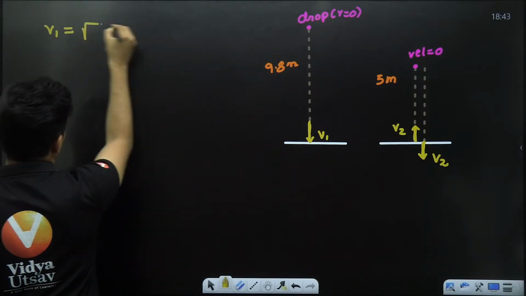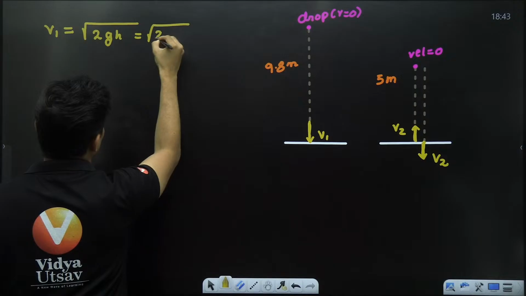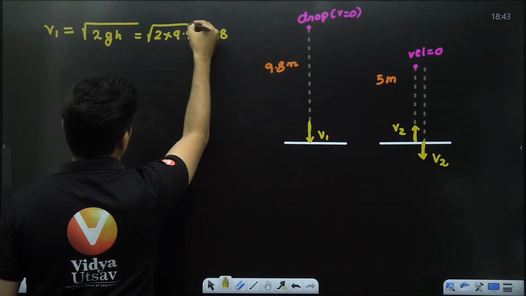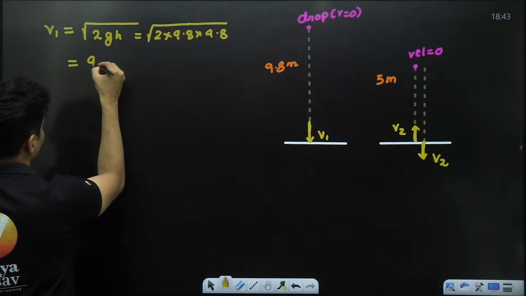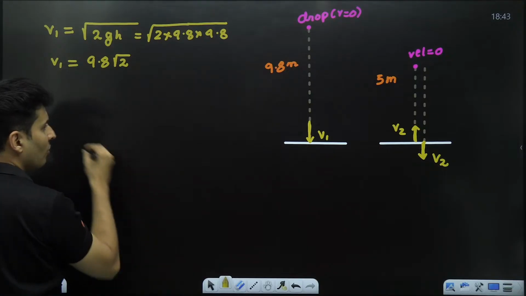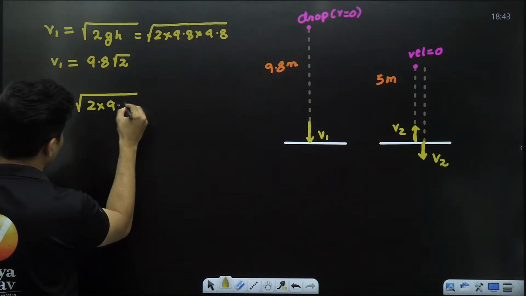V1, as per the formula of root of 2GH. So it will be 2 into G, which is 9.8, multiplied by 9.8, which is 9.8 squared, so root 2. That is V1. What is V2? Same formula, root of 2, G is 9.8.